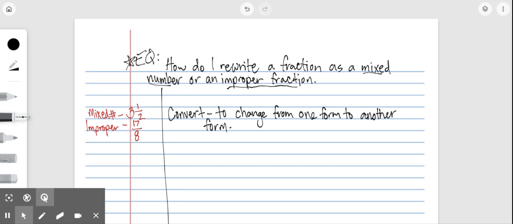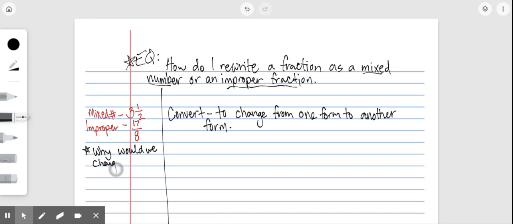Okay, so we're going to start with example 1. Oh, actually, I want us to think for a second, just as a brainstorm. You don't have to write this down, but why would we ever want to change from a mixed number to an improper fraction? Why would we change something like 9 7/10 to something like 97/10? Why would we ever want to do that?